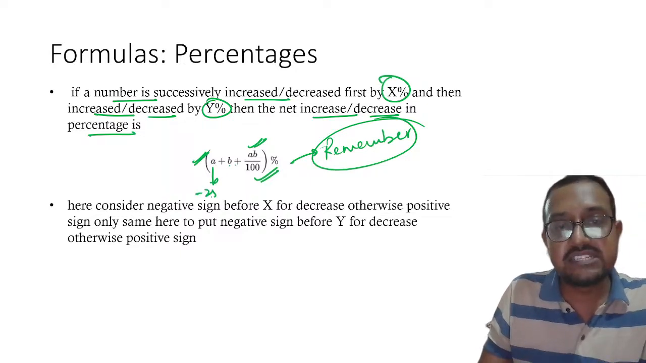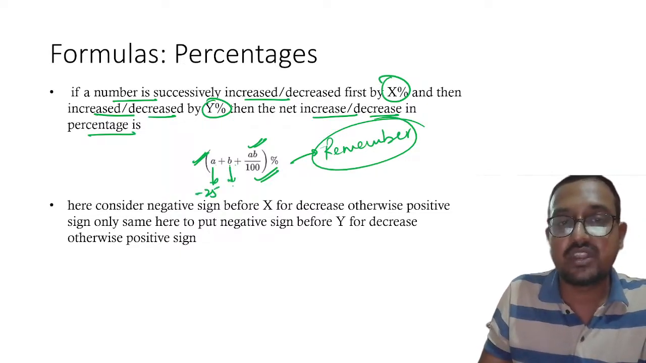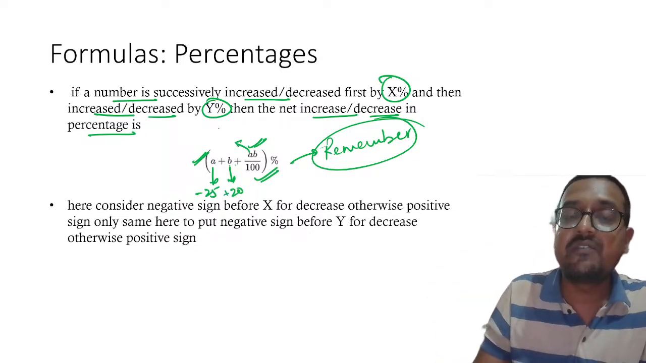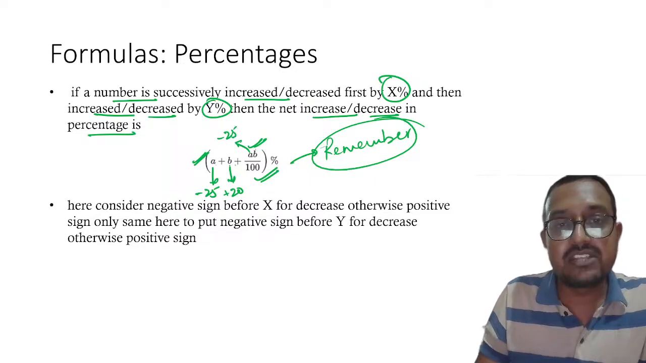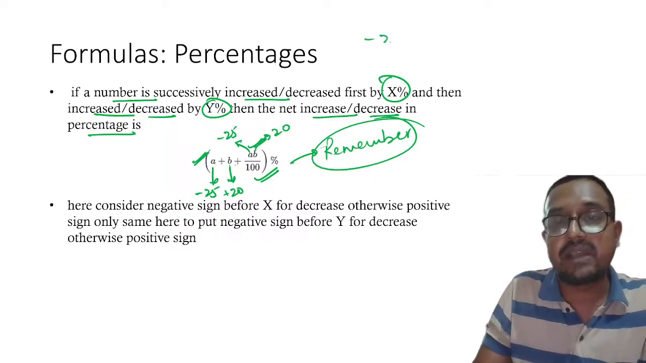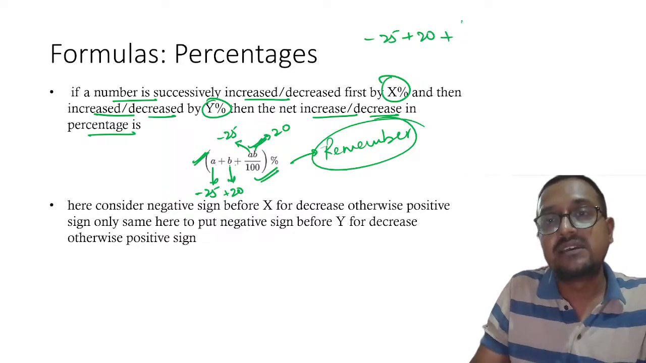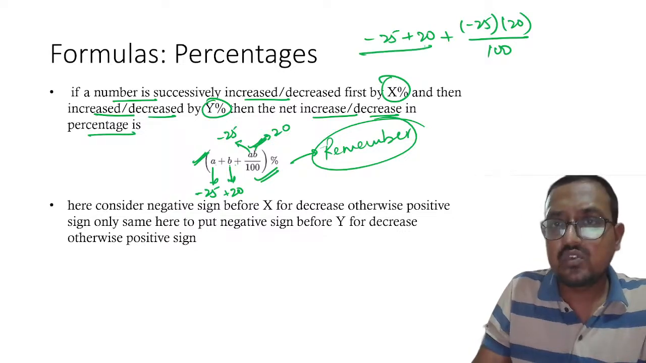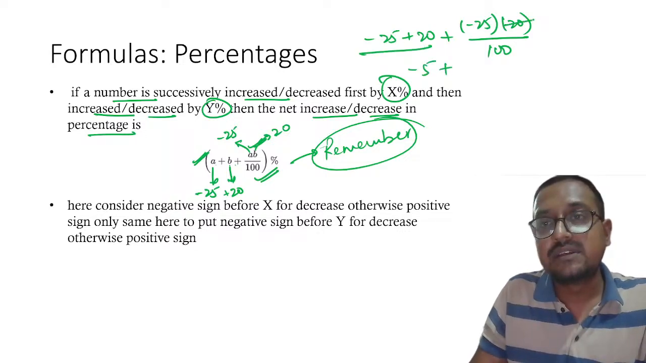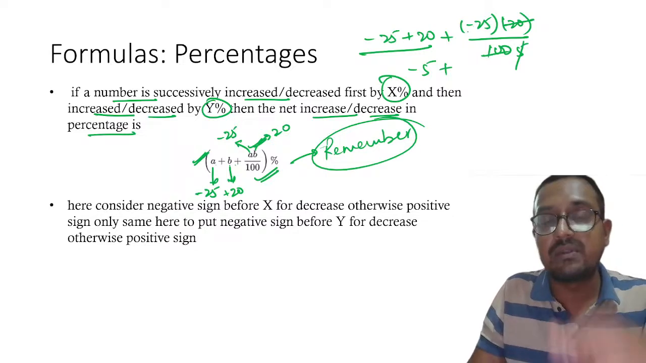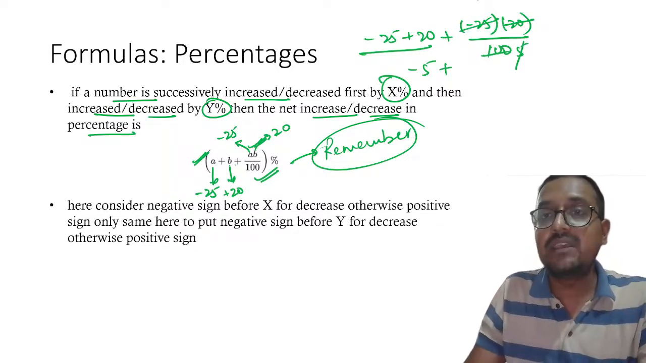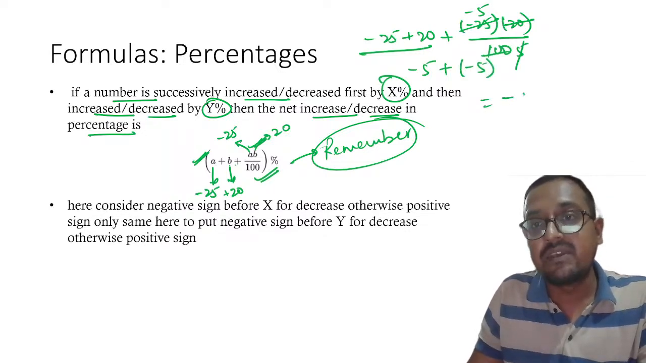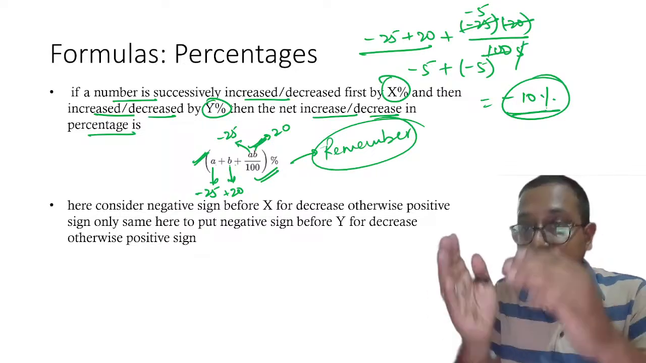Here, what is the beauty? Suppose there is a 25% decrease, then put A equal to minus 25 and B equal to plus 20. Remember the first question which I solved. Please try to check if the result was correct. A will be minus 25, B will be plus 20. So please multiply it: minus 25 plus 20 plus minus 25 into 20 upon 100. So this will come out like minus 5, minus 5, which gives minus 10%. A 10% reduction is being seen.